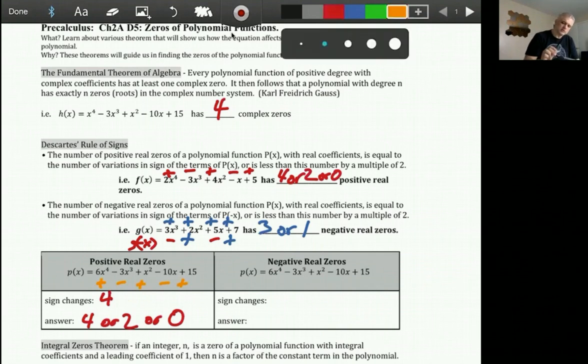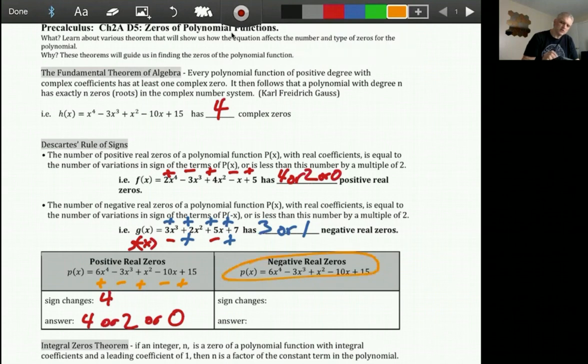All the positive ones might be imaginary. So how about negative real zeros? We have the same polynomial here. We're going to change the signs of the odd exponents. So the minus 3x cubed is going to become a plus 3x cubed, and the minus 10x is going to become a plus 10x. These other signs are going to remain the same. We get a plus with the x to the 4th, a plus with the x squared, and a plus with the 15.